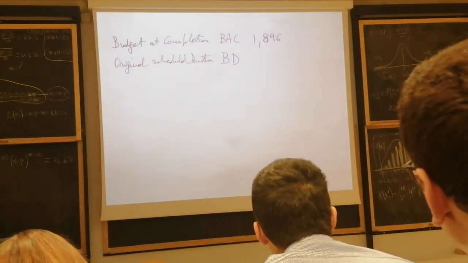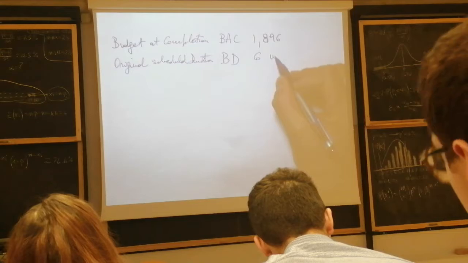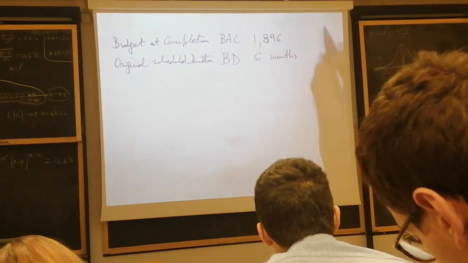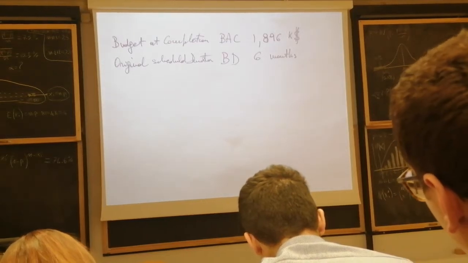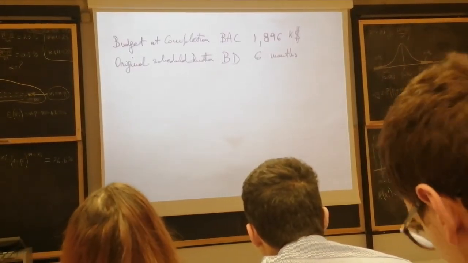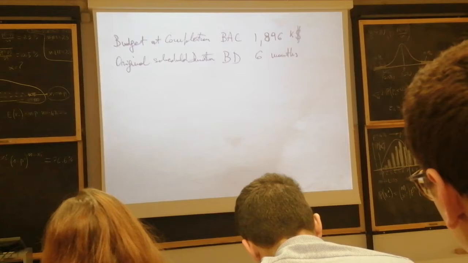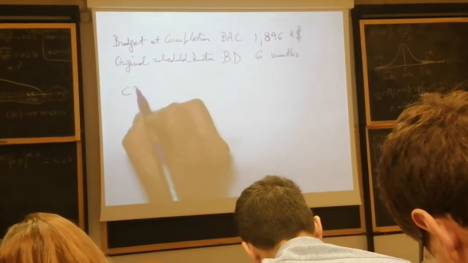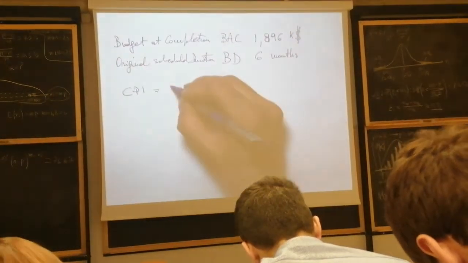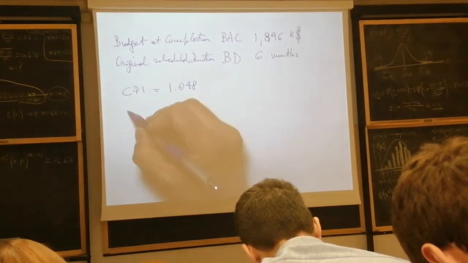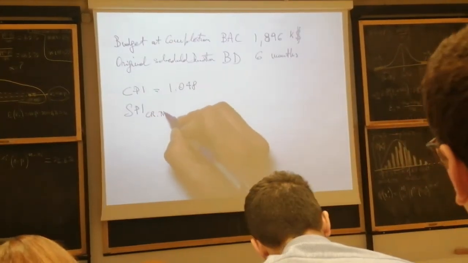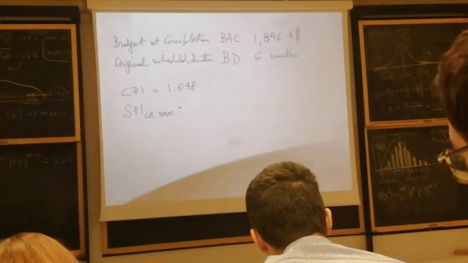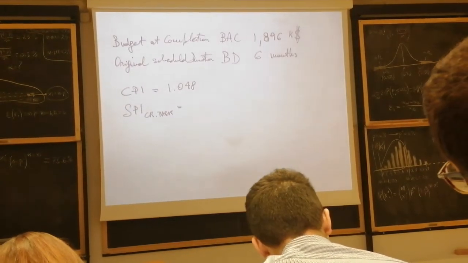Budget duration 6 months. Now, end of September, we are experiencing a cost performance index of 1.048, and a schedule performance index of the critical task of 0.94.